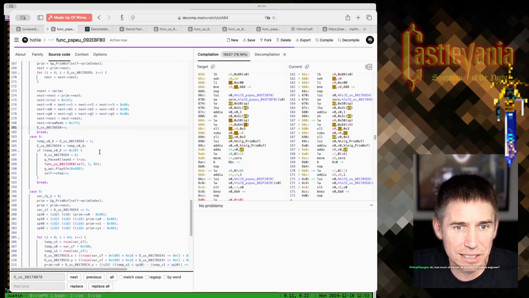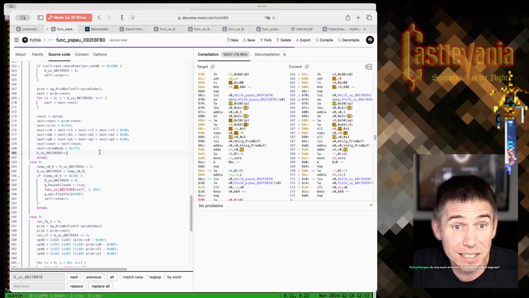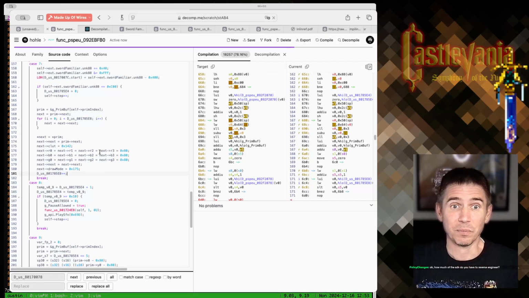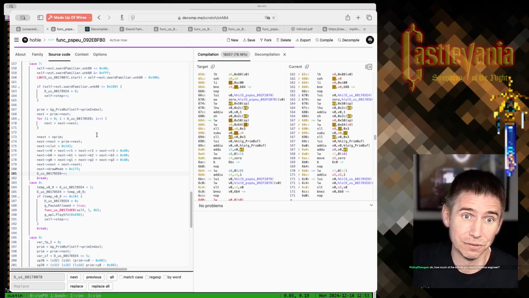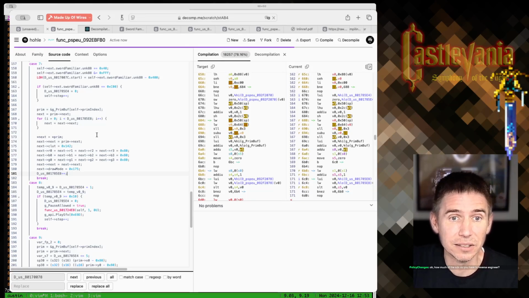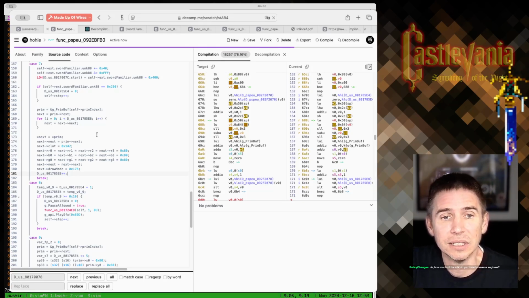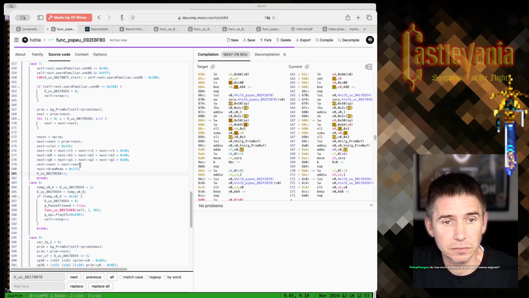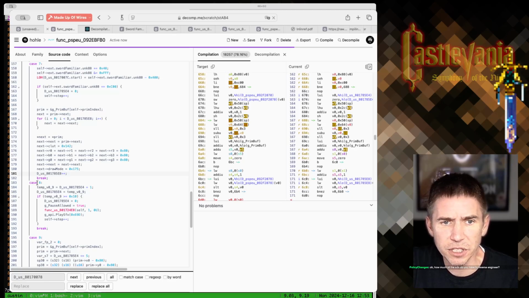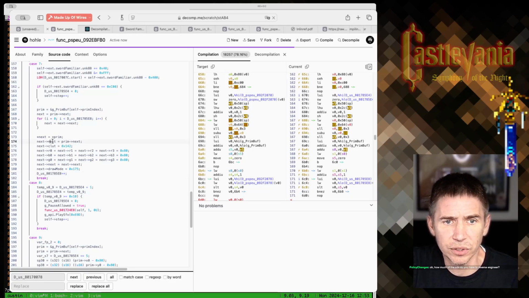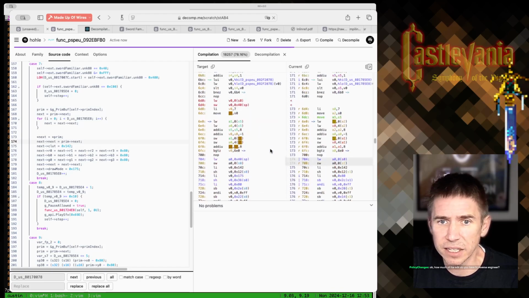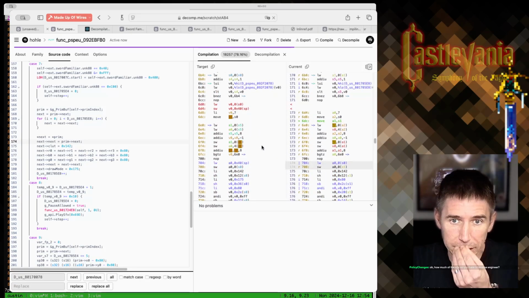Okay, so let's see. Yeah, there are cases definitely where they do use negative offsets into arrays or pointers that we've seen before. So a bunch of this stuff looks like it's out of order, and I'm guessing we'll see some of that down here.